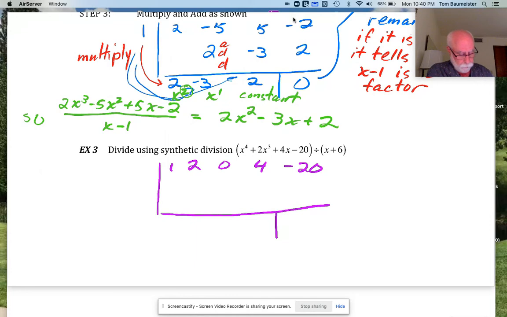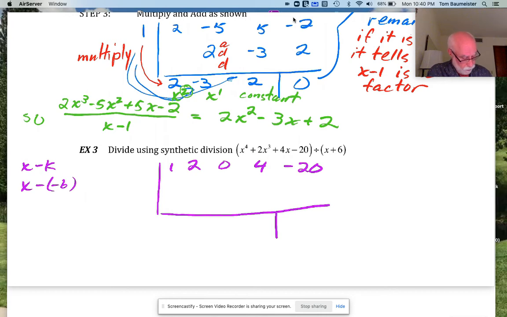On this one, remember, it's x plus 6. But we need to write it as x minus k. So to get that, we'll have x minus a negative 6.